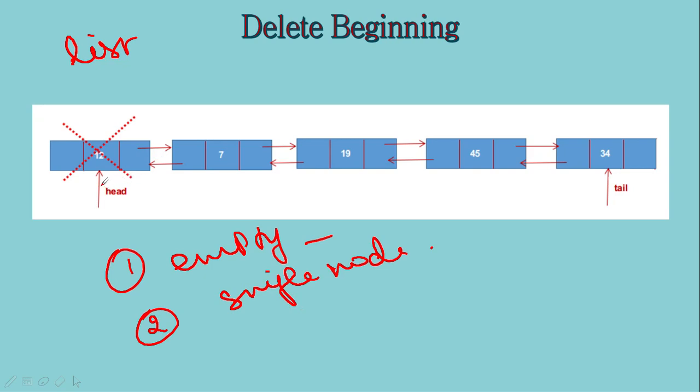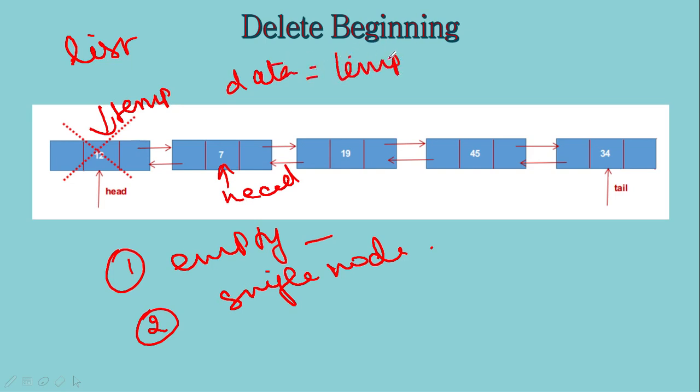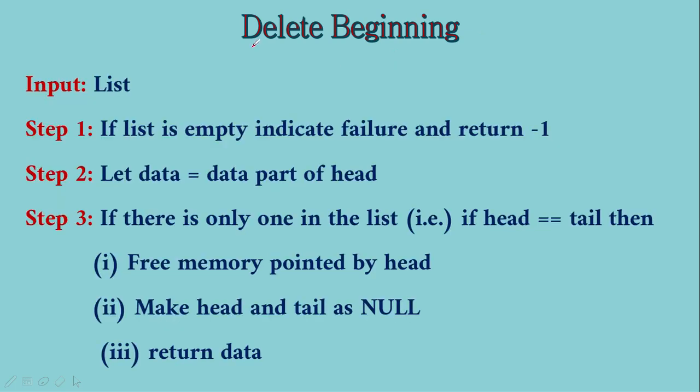What we have to do is have a temporary pointer and make it point to this particular node and move head to the next node, and you can assign the data from temp's data. We have to free the memory. In C language we can use the free function to free the memory, and then we have to return the data. Let's formally write the algorithm.